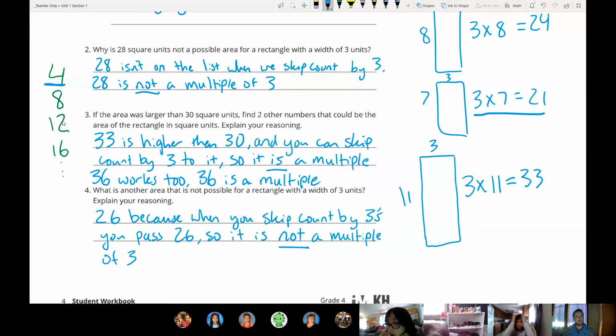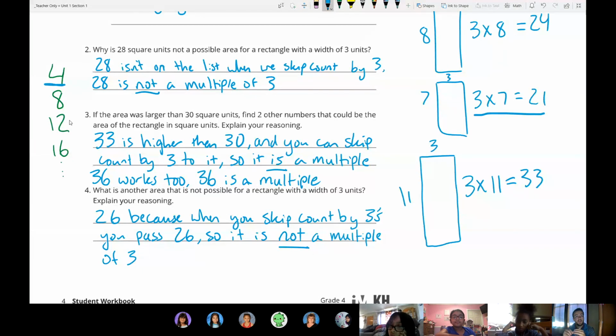All right. Good job today. We're going to get into factors tomorrow, which is very similar to multiples. So if you have a good understanding of what we're doing with multiples, you should be set for our lesson tomorrow on factors. If you don't have any questions, you're free to go.